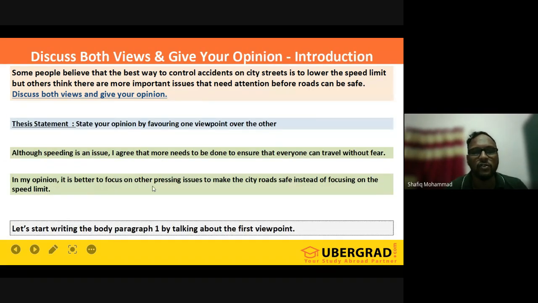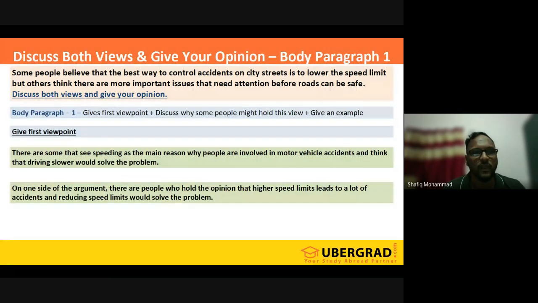Better to focus on other pressing ideas or other issues to make city roads safe instead of focusing on the speed limit. So he's just saying roads should be good, and the speed limit need not be taken care of. So it depends again on what you think. At the end of the day, it is your opinion, right? You can write both, even if the roads are really, really nice. If the speed limit is not controlled and people don't follow traffic rules, definitely accidents are going to happen, right? So it depends upon your opinion. These are all just views, both the views. Okay. So here he's giving his viewpoint.